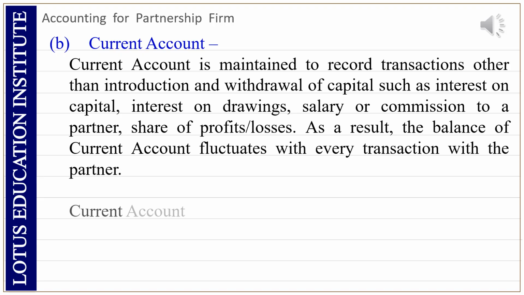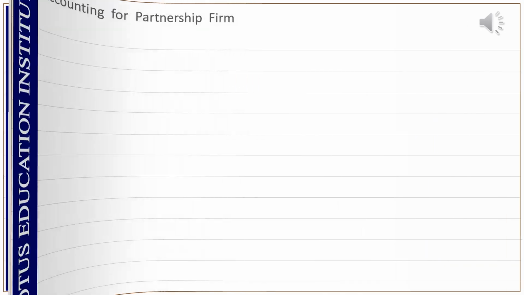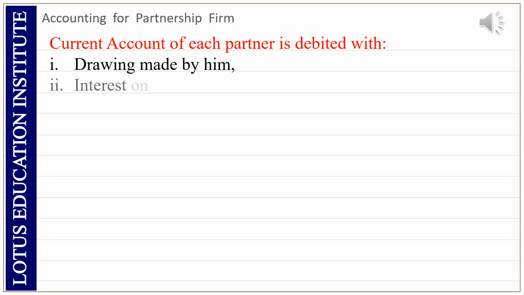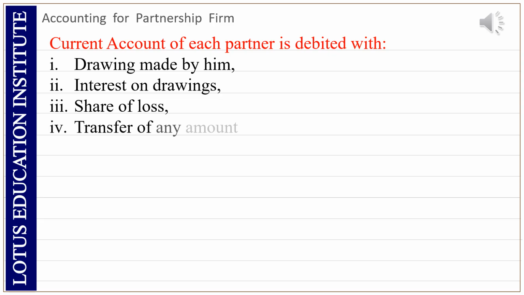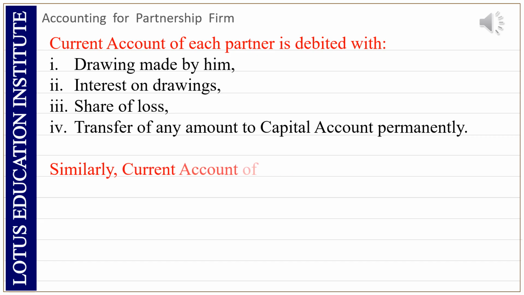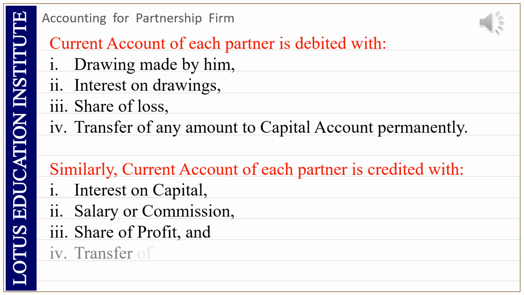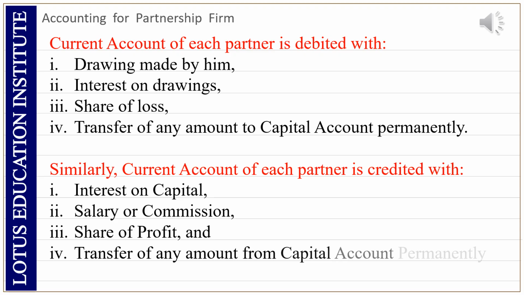Current account of each partner is debited with: 1. Drawings made by him. 2. Interest on drawings. 3. Share of loss. 4. Transfer of any amount to capital account permanently. Similarly, current account of each partner is credited with: 1. Interest on capital. 2. Salary or commission. 3. Share of profit and 4. Any amount transferred from capital account.